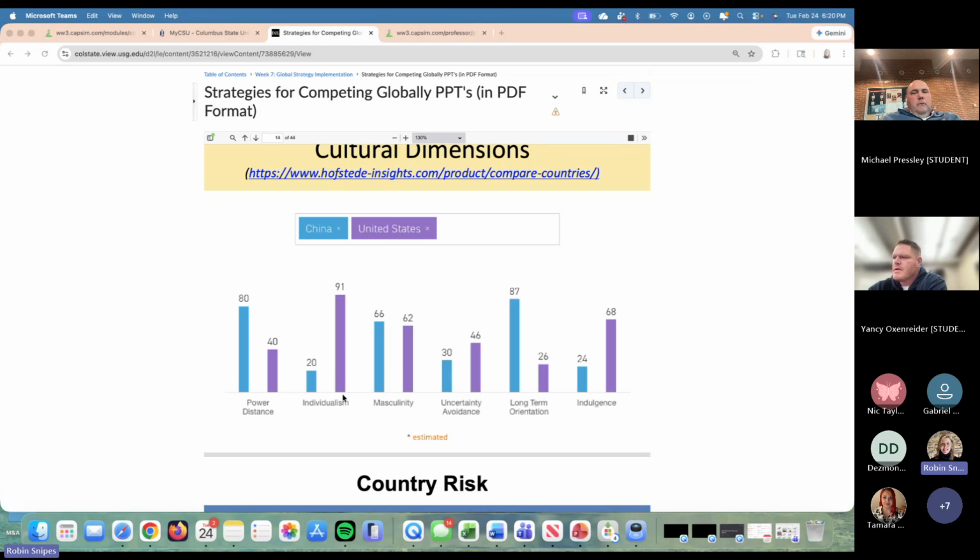We have to work really hard to get people to think about the organization, what's good for the organization as a whole, what's good for the team as a whole. And generally that means designing reward systems that are not just individual in nature, but also group rewards as well. You can see that we're very similar to China in terms of our masculinity.